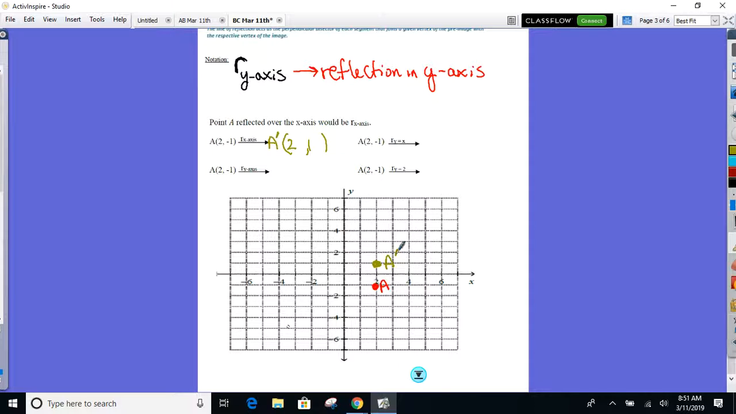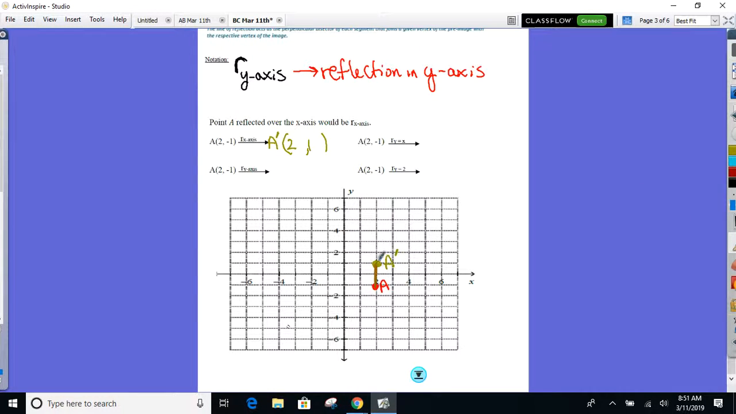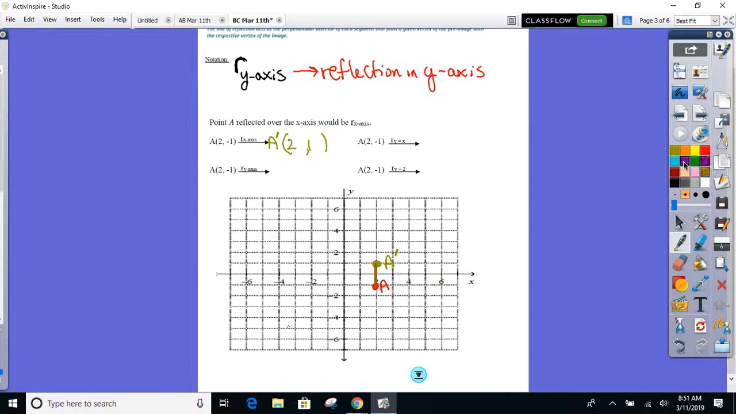And here's what I want to talk about right now. If you could, connect A and A prime for me to form a line segment. I'm going to get back to that definition I skipped over. What line did we reflect over? One more time, what line? X-axis. Which line do we reflect over? Okay, the x-axis in this case.